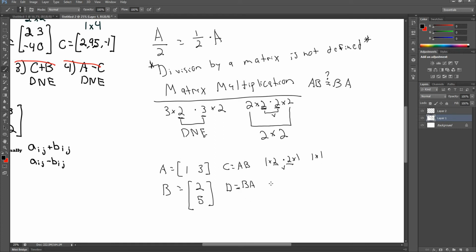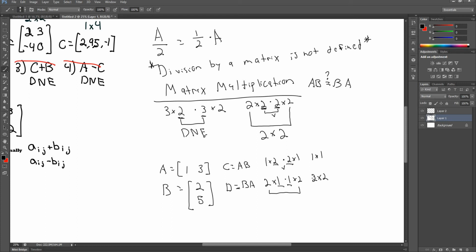B times A, well, B is a 2 by 1 matrix, and A is a 1 by 2 matrix. So the inside numbers are the same, but our resulting matrix, D, is actually going to be a 2 by 2. So we're now already seeing that A times B is not necessarily going to be the same thing as B times A. It may not even have the same order. In this case, A times B is a 1 by 1, and B times A gives me a 2 by 2.